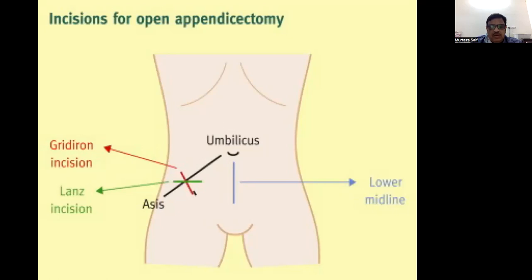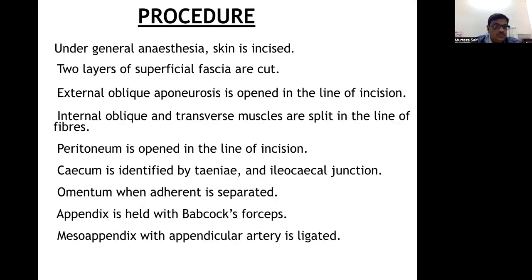Blue line showing lower midline incision. Below the umbilicus, we do a midline incision in case of perforation peritonitis due to appendicular perforation. The procedure we generally do under general anesthesia or spinal anesthesia.